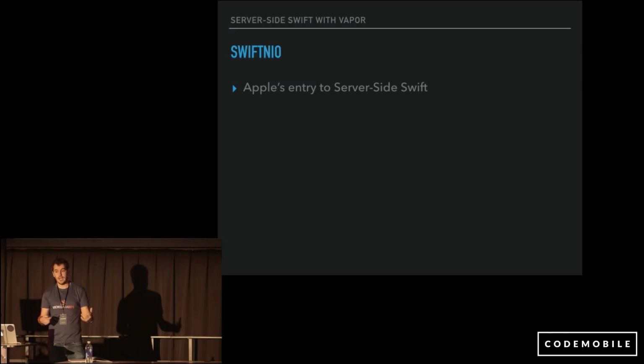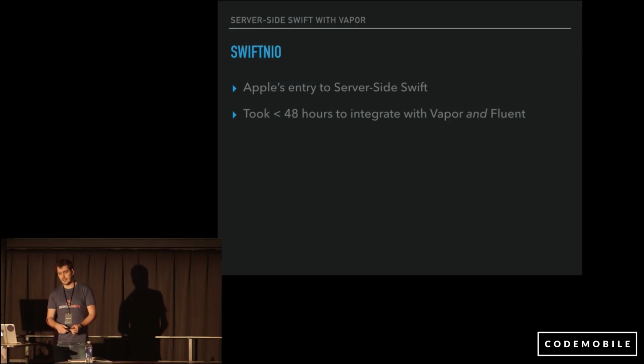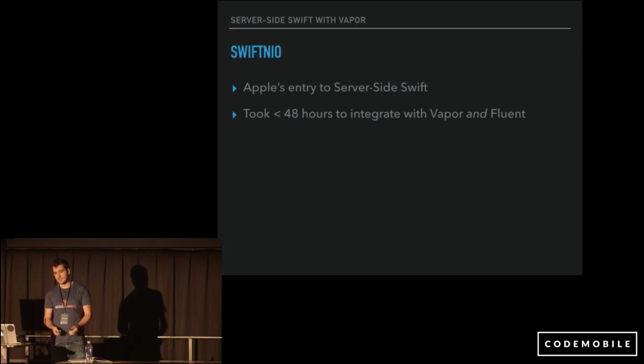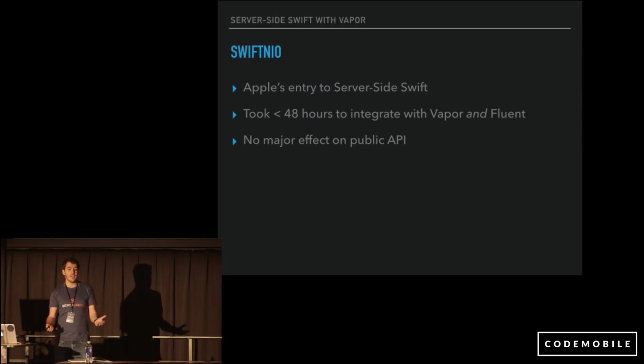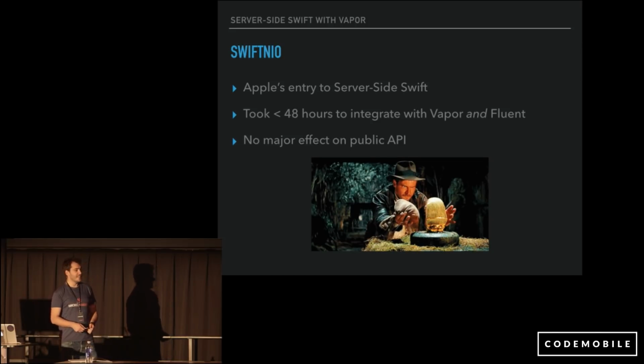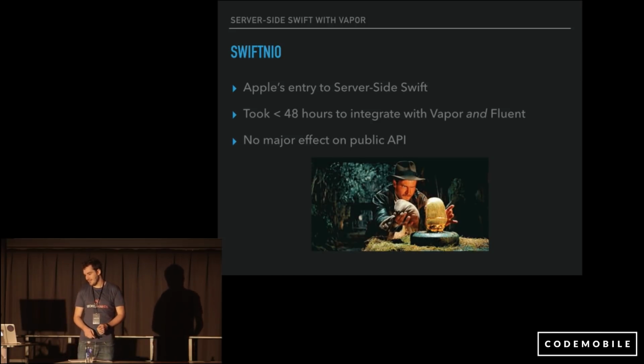And you need an asynchronous framework. It took less than 48 hours to integrate Vapor 3 with Swift NIO when it was released, which is pretty incredible if you're talking about switching out your entire networking stack. There was some forewarning that it was going to come, but even so, that's pretty incredible. And there were no major effects on the public API. So Vapor 3 was in RC1 at the time when Swift NIO was released. RC2 came out, and there were basically a few tries added, and that was pretty much it. So it was a bit of an Indiana Jones situation there, switching it out.